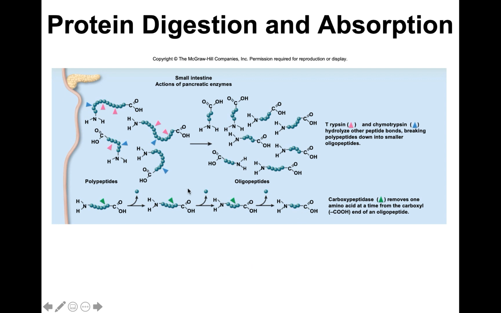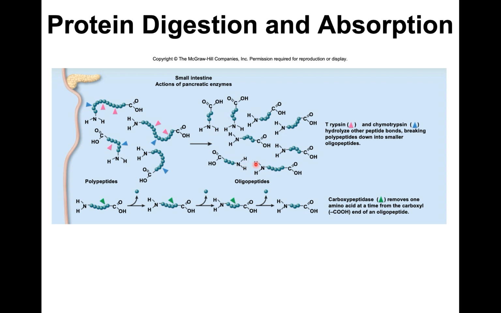So this just shows you, let me get my laser pointer. Three triangles in three different colors. All three of these are the three types of pancreatic enzymes. Pink is trypsin, blue is chymotrypsin, and green is carboxypeptidase. So here are very long polypeptides. You have pink and blue, the trypsin and chymotrypsin. We said they simply cut the protein at any location just to make these long chains smaller.